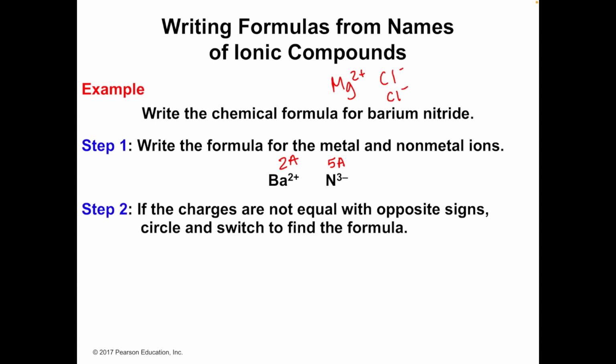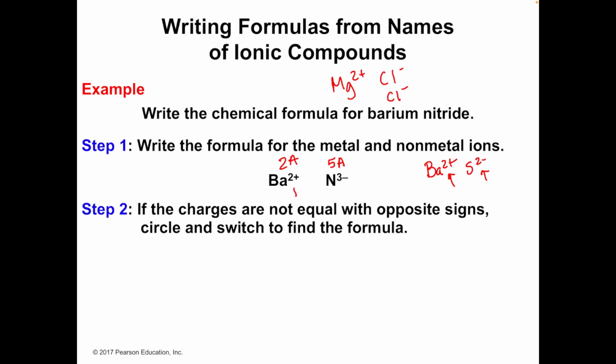Okay, so if the charges are not equal with opposite signs, so that's telling you it's not something like barium and sulfur, right? Where they both have a 2, but they're just opposite. They always have to be opposite. We have to have a metal lose its electrons and give it to a nonmetal. But if their numbers are the same, then they're going to exactly cancel out, and we don't need to do this last step.